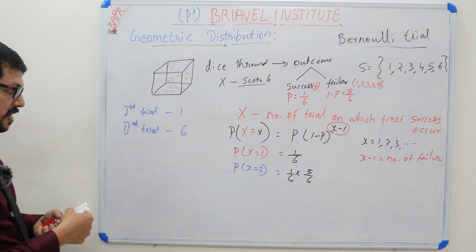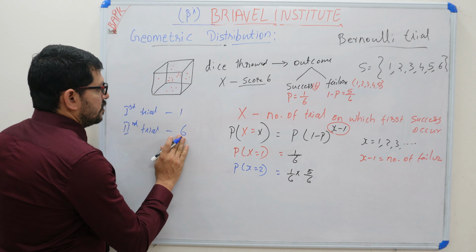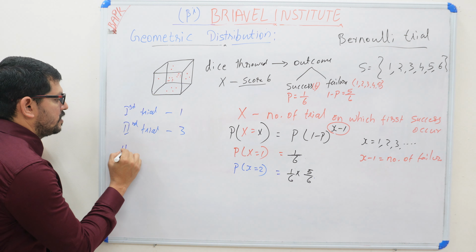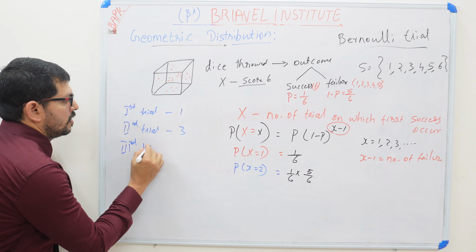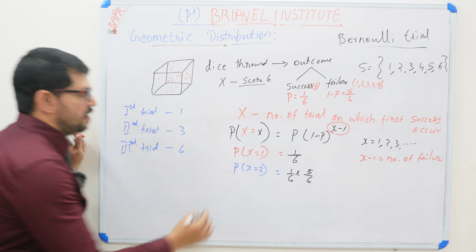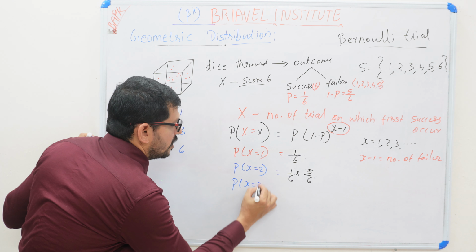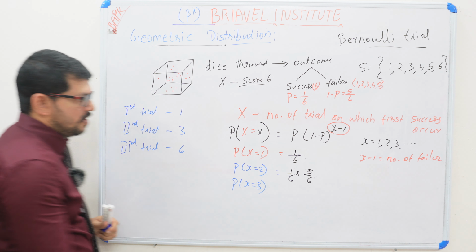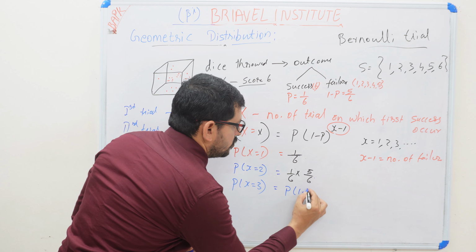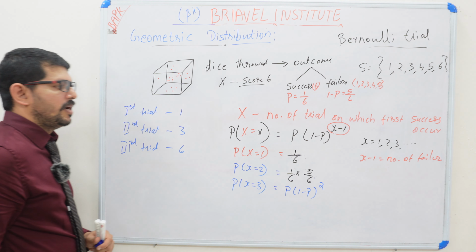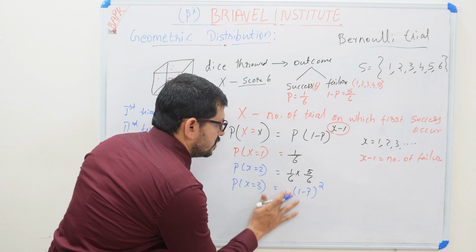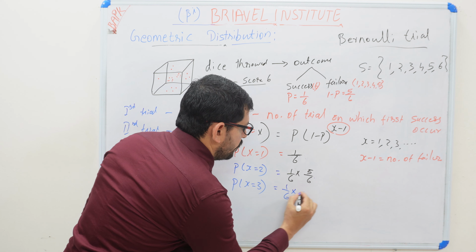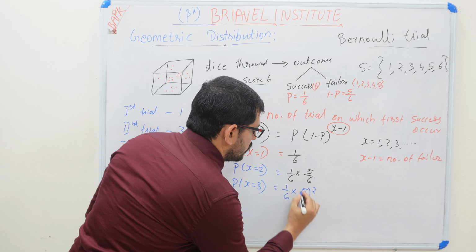In the third case, we can consider another case. You see, this is also a failure. In the third case, we are taking the third trial. The third trial becomes a success. So we can write the probability of x is equal to 3. That means we have 2 failures and 1 success. So that also we can write p into (1 minus p) raised to 2. 3 minus 1 is 2. So that is 1 by 6 into 5 by 6 raised to 2. So we can write like that.